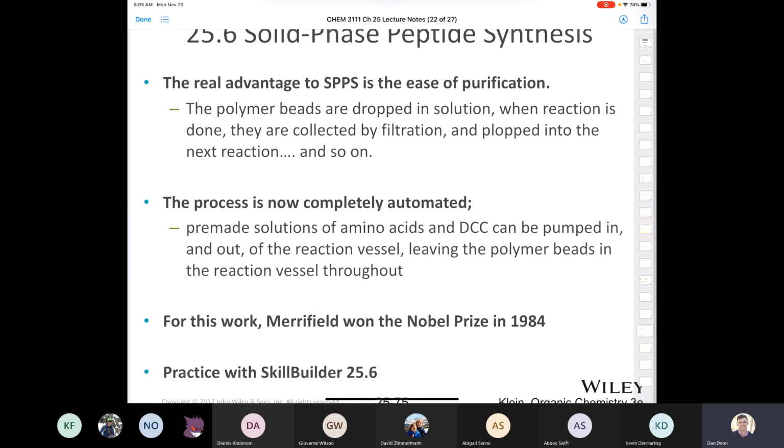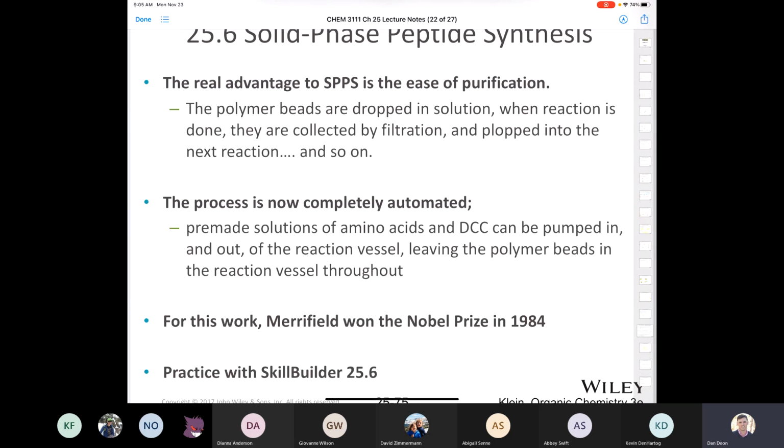You put the polymers in the solution. When the reaction's done, you filter them off because they're insoluble. You throw them in the next reaction and keep going and going and going. And now they have synthesizers or automators that do everything, leaving the polymer beads in the reaction vessel the whole time. Anyhow, I worked with a guy who did this for a number of years. He was a bench chemist, but they got him to do solid phase peptide synthesis. So they have instruments that are used, and anyhow, interesting stuff.